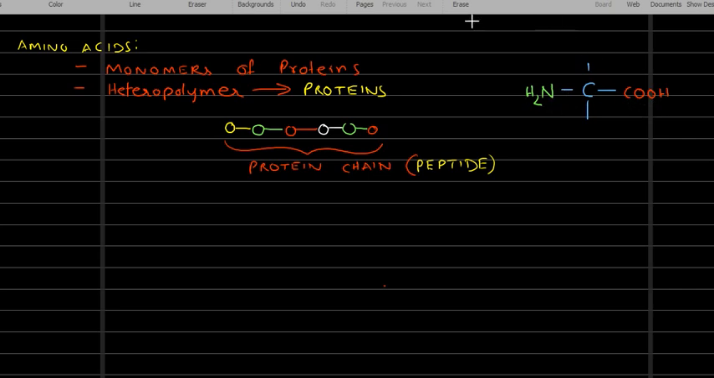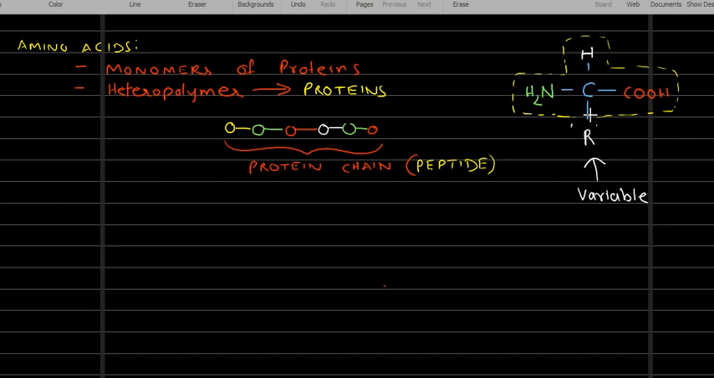Along with these two groups, it has a permanent H group and a variable group which will be changed in every amino acid, and that is the R group. This R group will be variable. That means it is going to change for every amino acid. But this particular portion will be the same for all the amino acids.